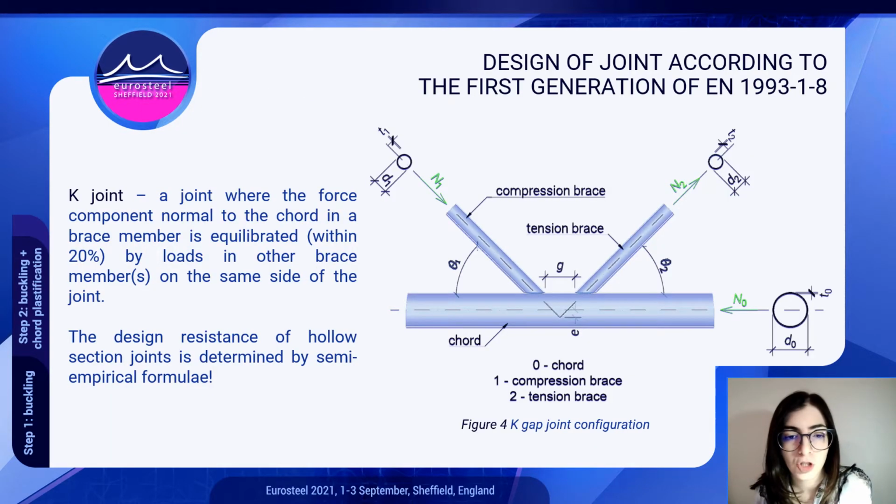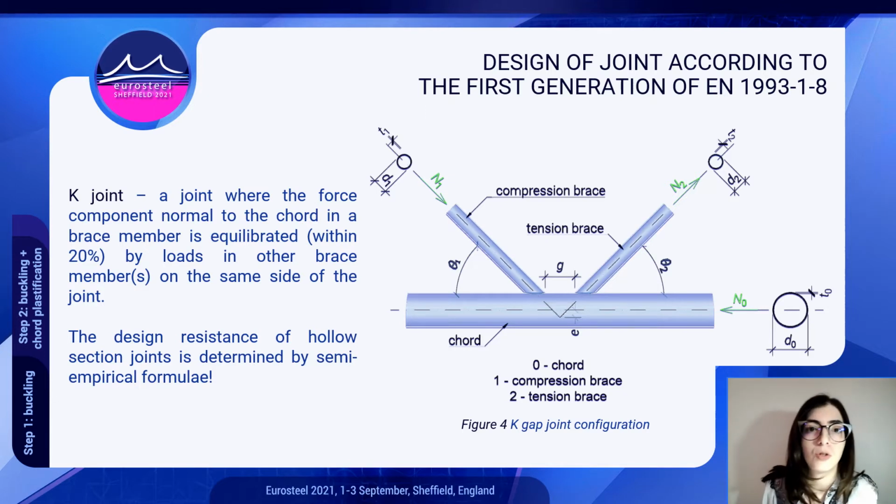Now we have to check the design resistance of our joint. This is a K-gap joint configuration with its geometrical parameters: diameter and thickness of the members, the included angle between the braces and the chord, the gap, the eccentricity of the joint. Here the subscripts denote the members, so we use 0 for chord, 1 for compression, and 2 for tension brace.